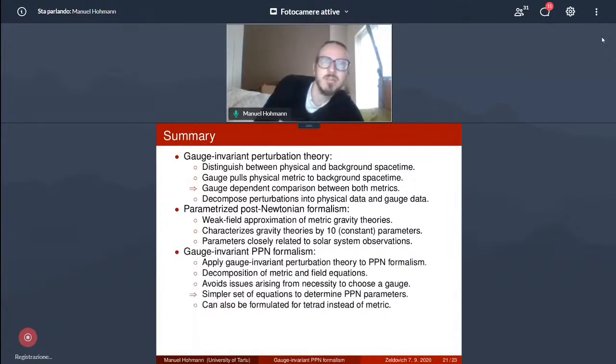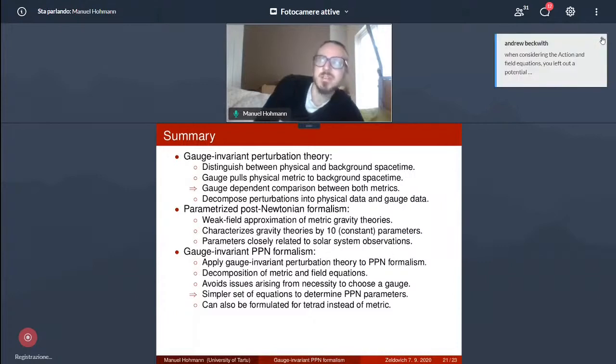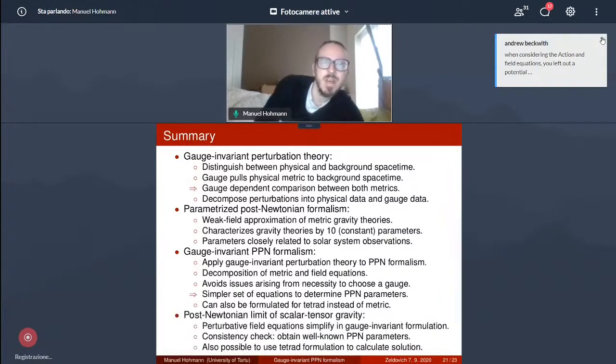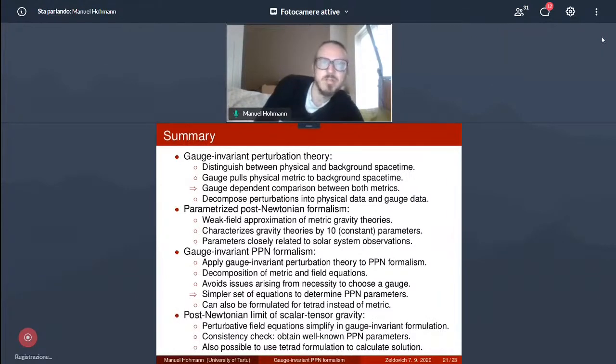And I have shown you the basic idea of how to apply these two formalisms to each other and combine them. And the main advantage is that the formalism becomes a lot more simple in the actual calculation. And to demonstrate this, I've shown you a scalar tensor theory.